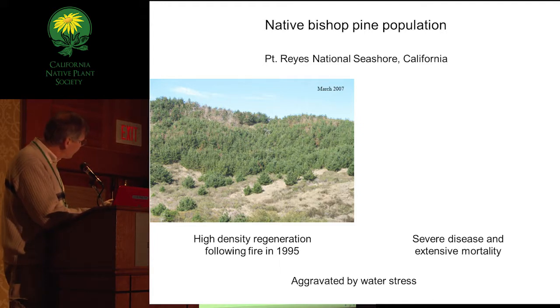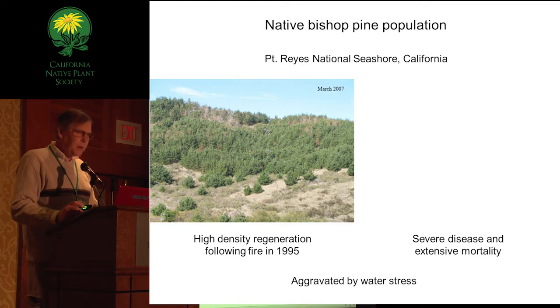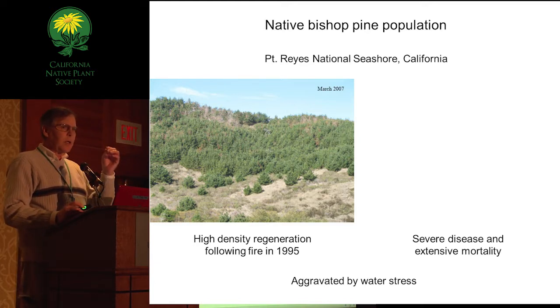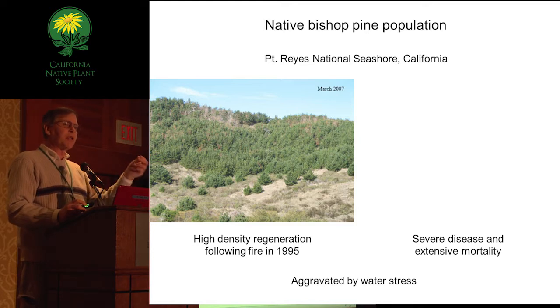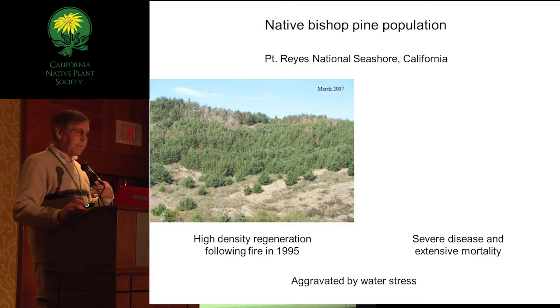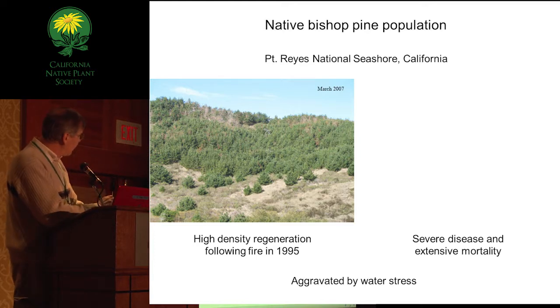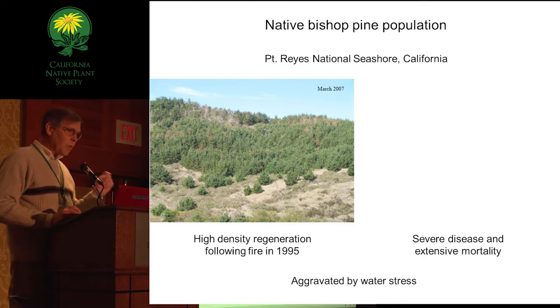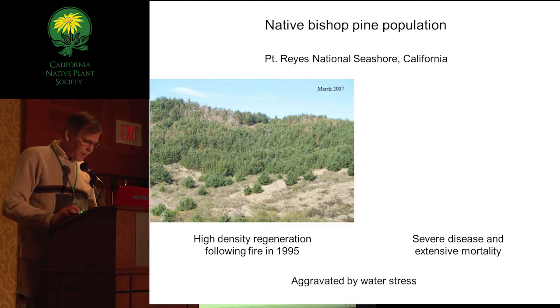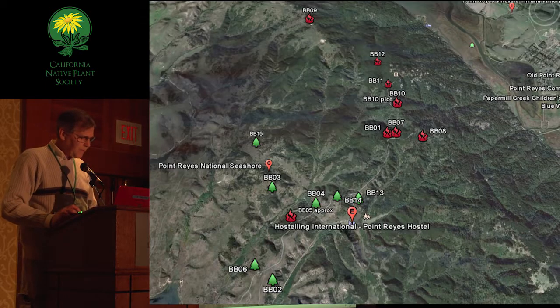And we think that part of the problem there is overstocking, that the trees are regenerating at a density much higher than what the water table can support, so the trees look great for the first 10 or 15 years, but eventually become water stressed, and that definitely aggravates pitch canker. The trees are more sensitive to the disease under water stress conditions.